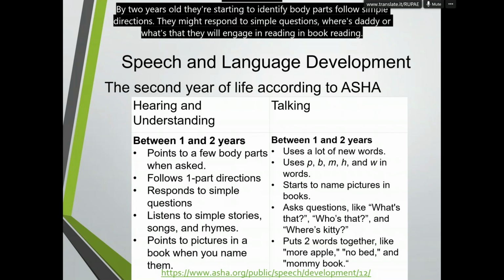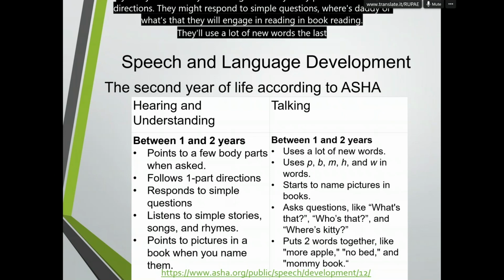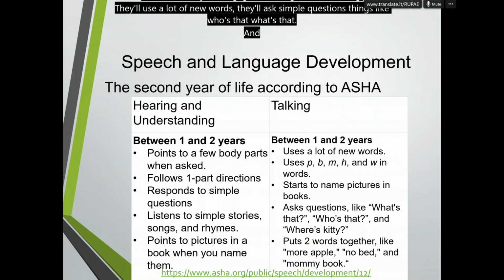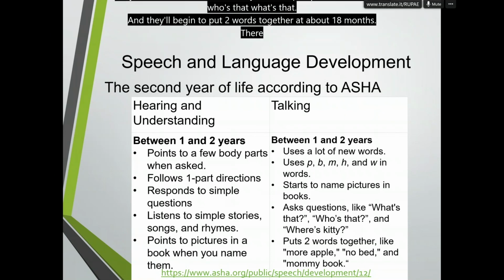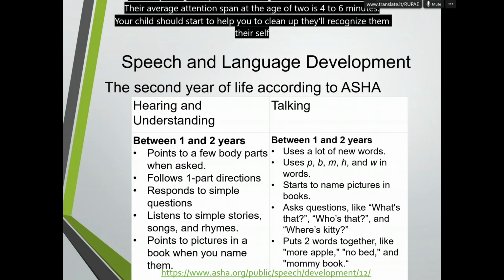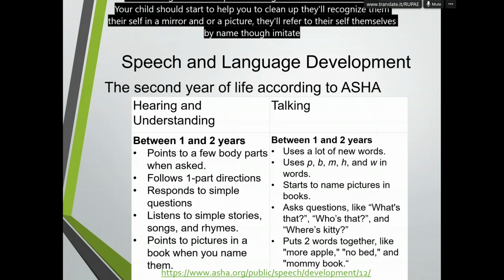They'll use a lot of new words. They'll ask simple questions. Things like, "Who's that? What's that?" They'll begin to put 2 words together at about 18 months. Their average attention span at the age of 2 is 4 to 6 minutes. Your child should start to help you to clean up. They'll recognize themselves in a mirror or a picture. They'll refer to themselves by name. They'll imitate adults.